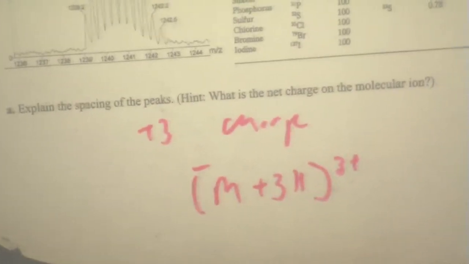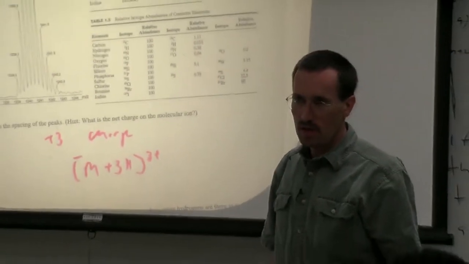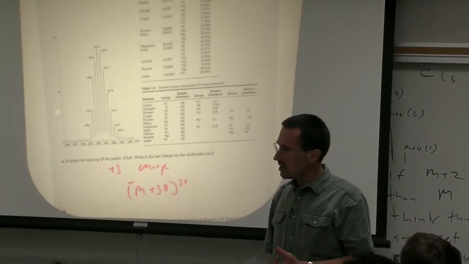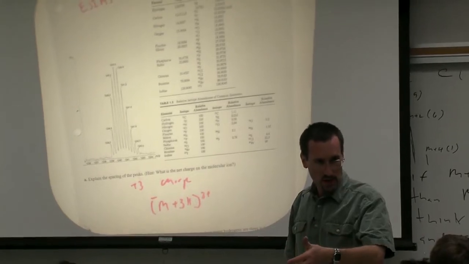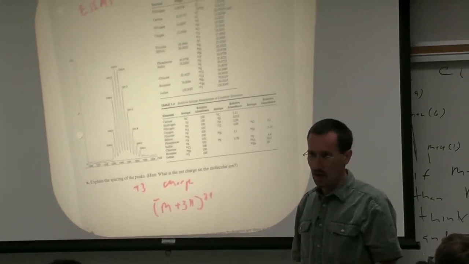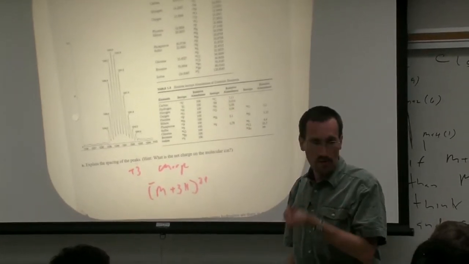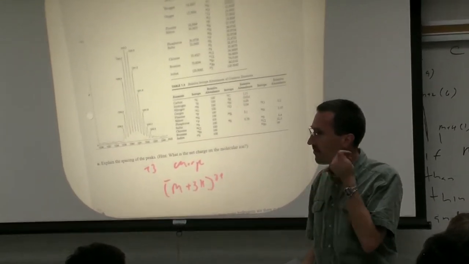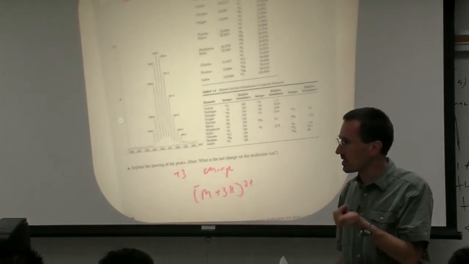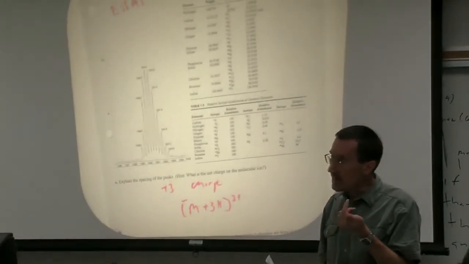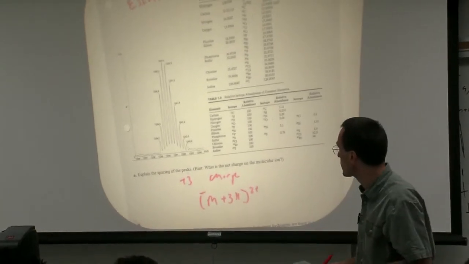By the time you get up to compounds that have about 100 carbon atoms in them, the M plus 1 peak is going to be as big or bigger than the M peak, because to put it another way, most molecules are going to have at least 1 C13. The odds of having a molecule with 1 C13 or 2 C13s is higher than the odds of having a molecule with no C13s.